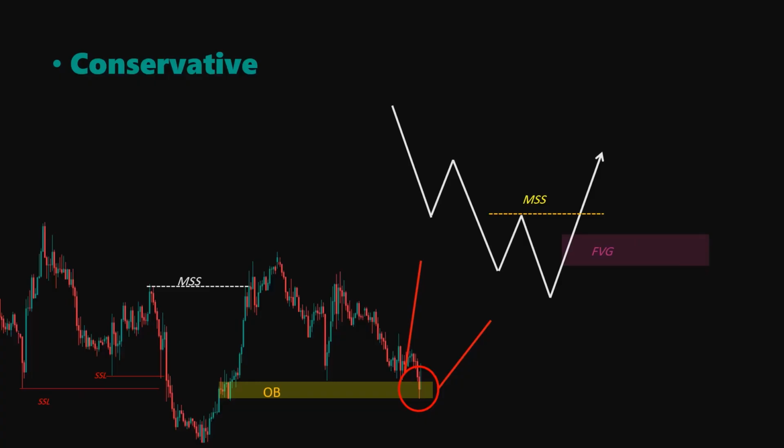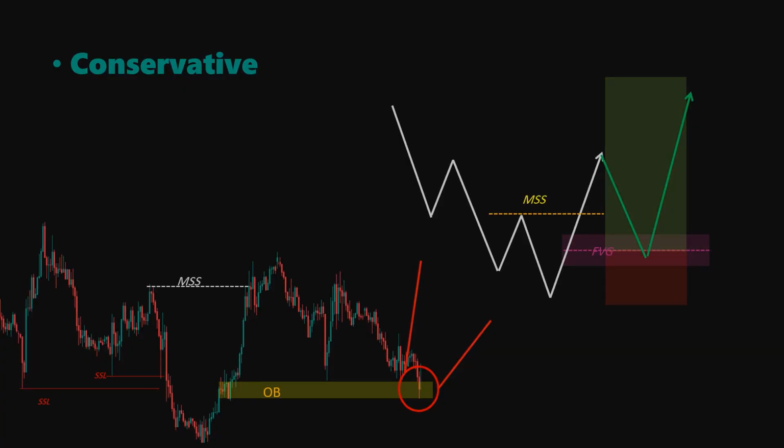These imbalances often act like magnets, drawing price back before it continues in the intended direction. To execute, we can place a buy limit order around the midpoint, the 50% level, of the bullish fair value gap on the lower time frame. For targets, we aim at the higher time frame buy-side liquidity. That way, the setup is not only precise but also carries strong probability in our favor.